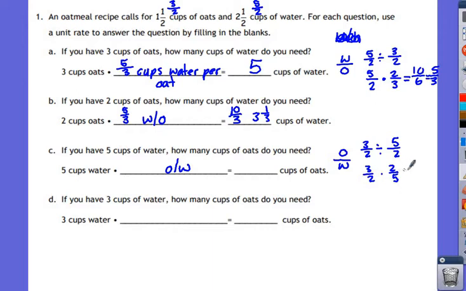Three times 2 gives me 6. 2 times 5 gives me 10. And that can simplify to 3/5. So 3/5 oats per water is now my scale factor. Now I'm able to figure out how much oats I need if I have 5 cups of water. So 5 times the top gives me 15. 15 divided by 5 gives me 3 cups of oats.